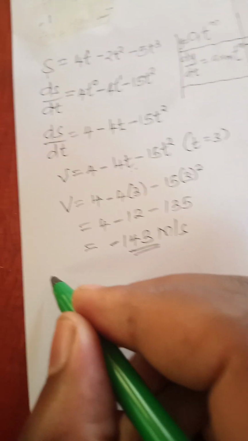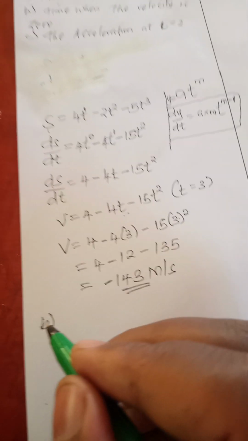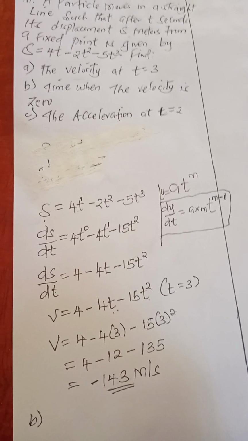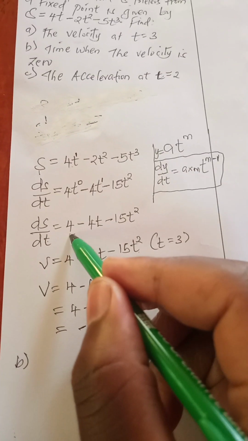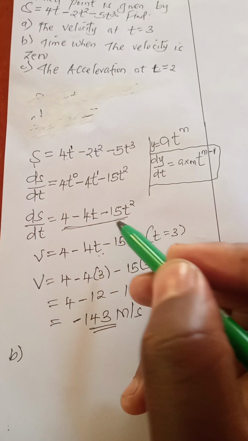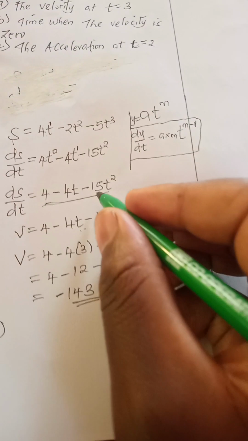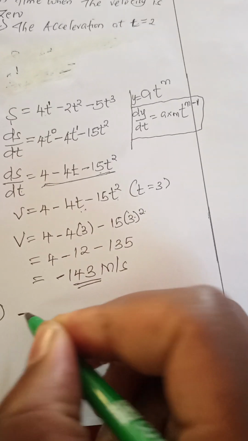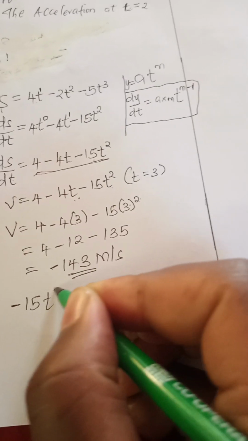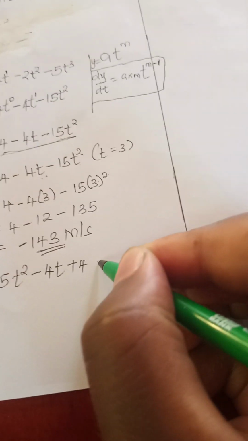Part B of the question, we are told to find the time when velocity is 0. So what will be the time when velocity is 0? So we'll look at the expression for velocity, this one here, and equate it to 0. In other words, form a quadratic equation which we can be able to solve. So if I write this equation properly so that we start with t squared, we shall have negative 15t squared minus 4t and then plus 4 is equal to 0.